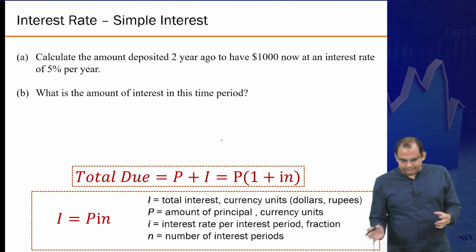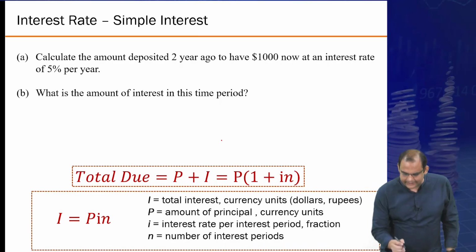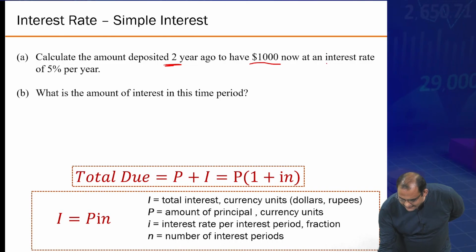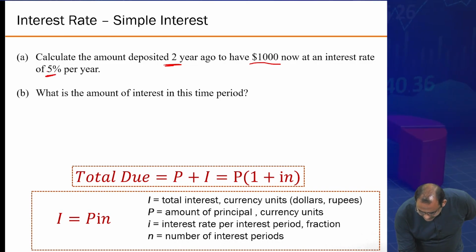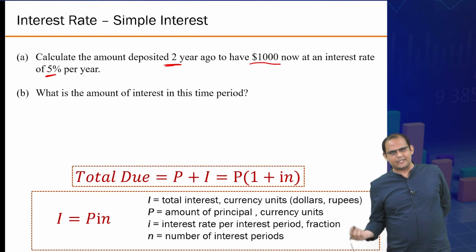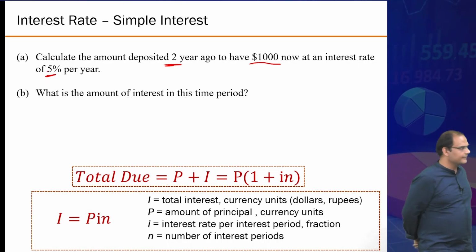So, a back calculation kind of a question. Calculate the amount deposited 2 years ago to have $1000 now at an interest rate of 5% per year. Can you do this? Can you try using this formula in your calculations and all?